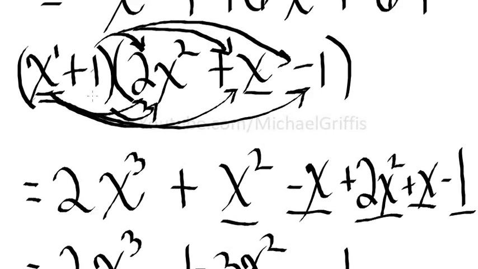Right, so we had a polynomial, x plus 1, had 2 terms in it, and we multiplied it by a polynomial that had 3 terms. And it was pretty easy to do.